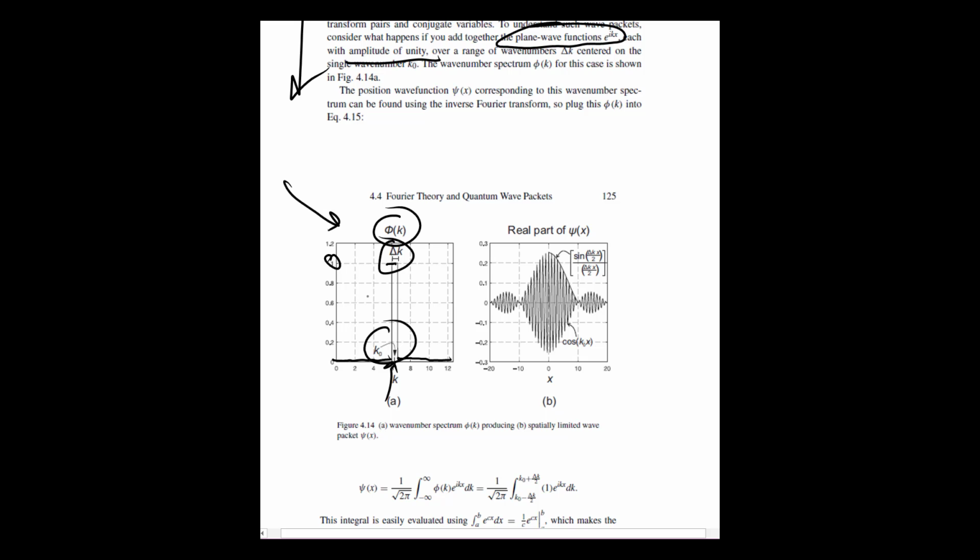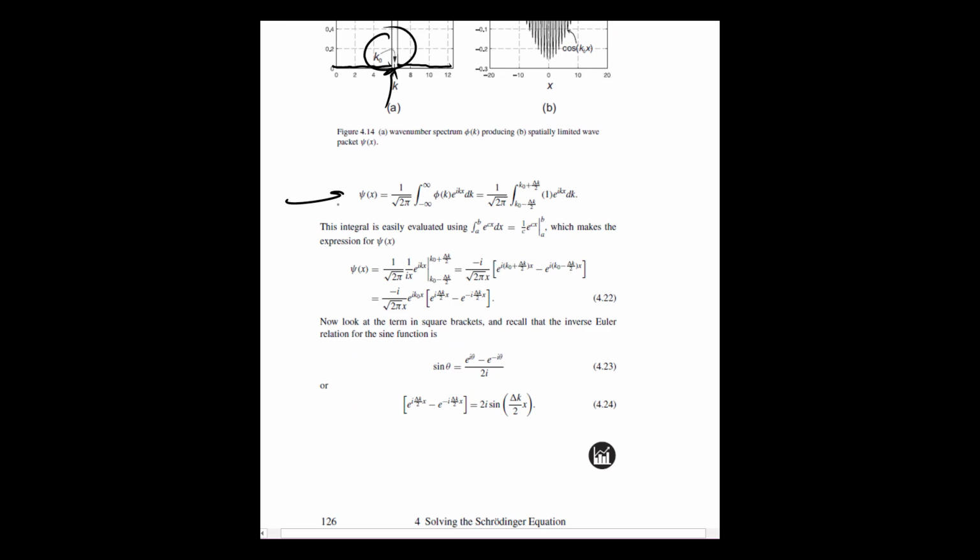We're going to use the Fourier transform to determine what psi of x looks like. Here's how the math looks. This is our inverse Fourier transform relationship, and phi of k is only non-zero, that is, it has a value of 1, from k0 minus delta k over 2 to k0 plus delta k over 2. Everywhere else it's 0. Well, that's a fairly straightforward integral to evaluate. You can use this relation, and when you do the math, plug in these limits, you get this expression.